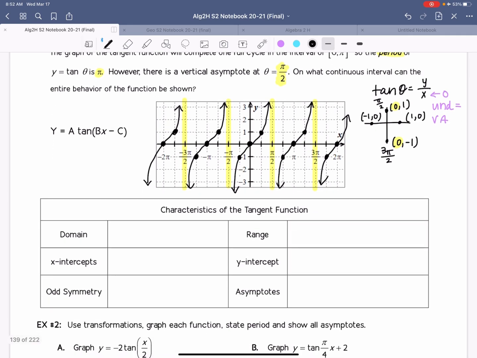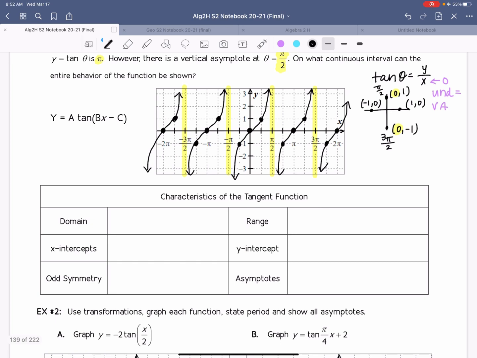So let's go ahead, scroll down. So let's talk about the domain here. So the domain is our x's. If you notice, right here it doesn't work, right here it doesn't work, right here it doesn't work, right here it doesn't work. So anywhere there is a vertical asymptote, it is not in the domain. So the first one that we have, talking about the positive side, is at pi over 2. And then it will keep repeating at a distance of pi.